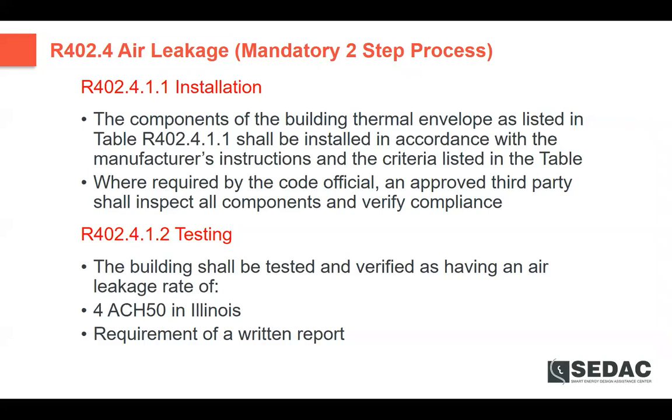The International Energy Conservation Code states 5 air changes per hour in Illinois in our zones. Illinois has amended that to be 4 air changes per hour, so it's a little more stringent than the International Energy Conservation Code. And we also have to provide a written report to the building code official.